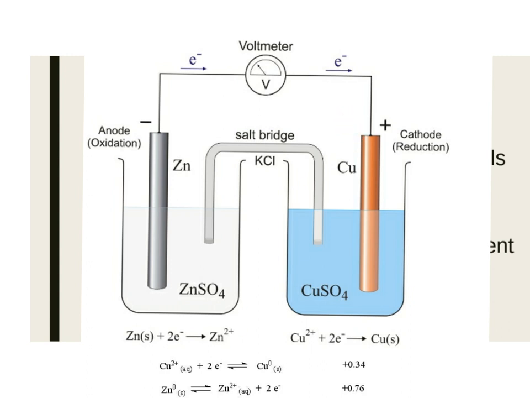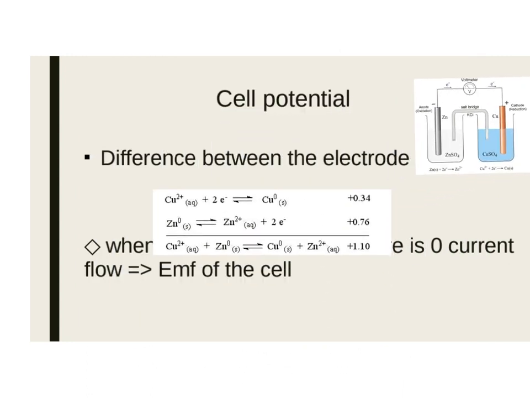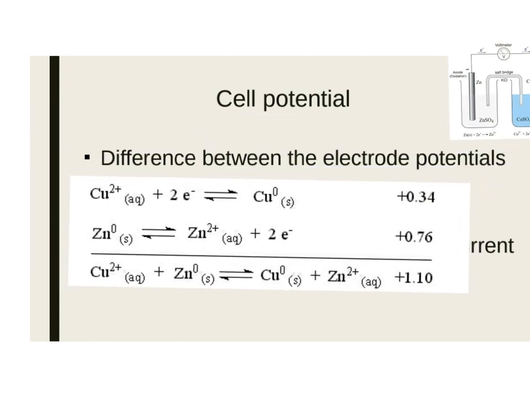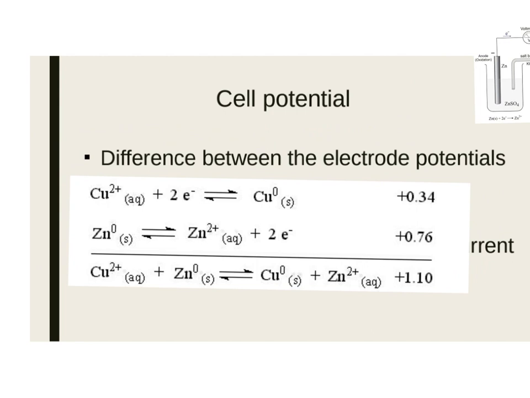So from this you can see what happens here. Copper has the value 0.34 and zinc has the electrode potential value plus 0.76, right? So the difference between these two potentials gives the cell potential, right?